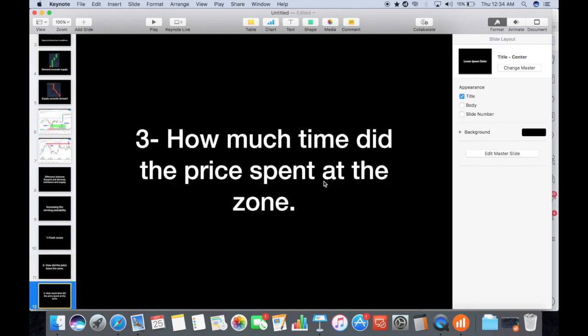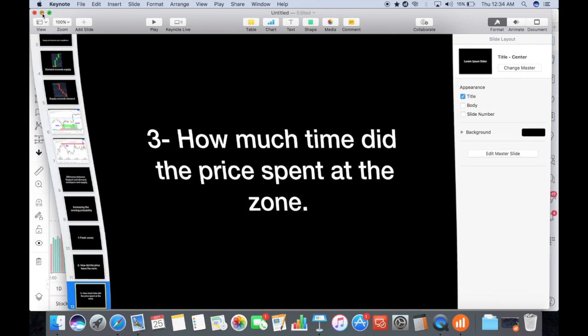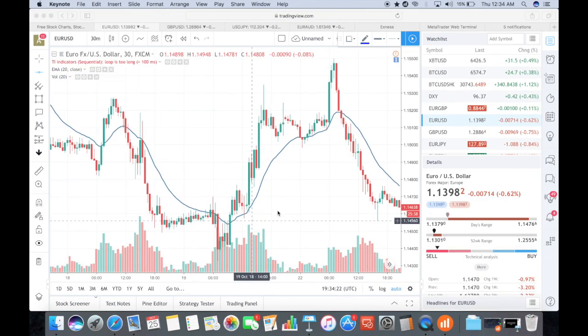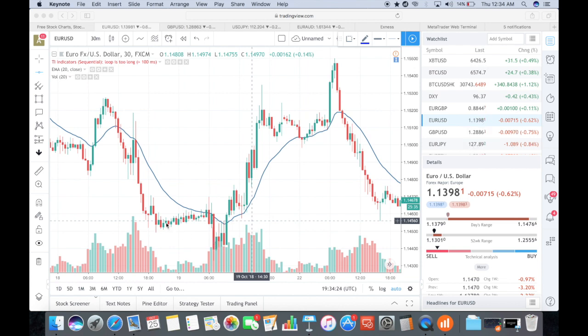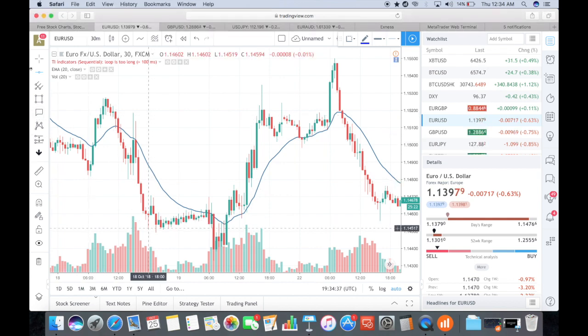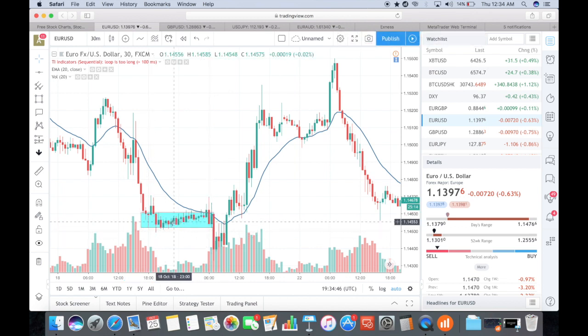How much time did the price spend at the zone? For example, did it spend less time? For example, this supply level, prices spend a very large amount of time over here, so it isn't that much of an ideal supply zone. This one is also a supply zone, but it wasn't that ideal because prices hovered around this area for a very long time. So this isn't a very good supply level.